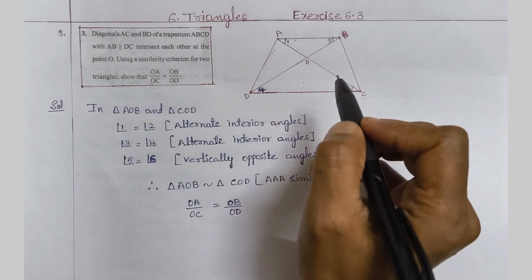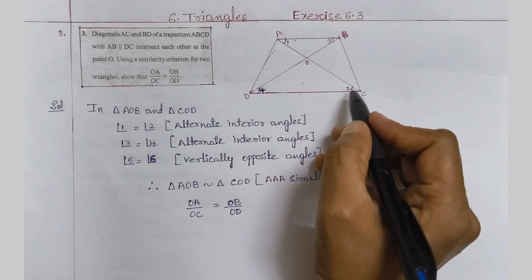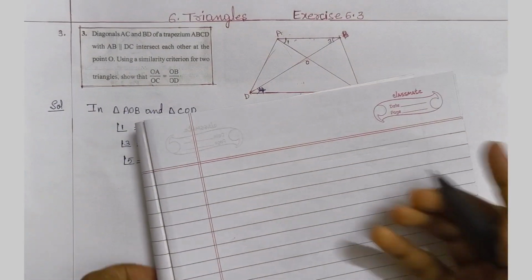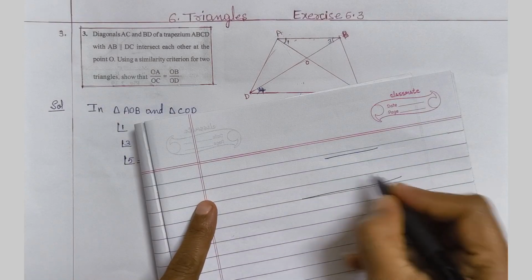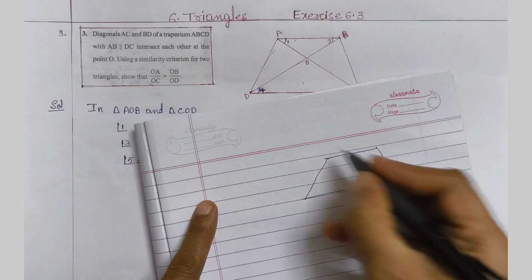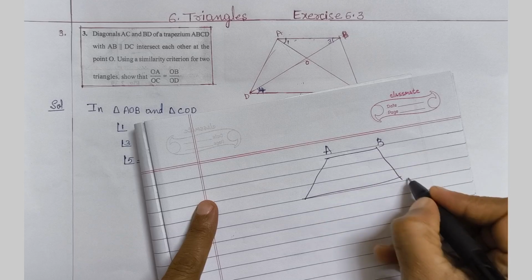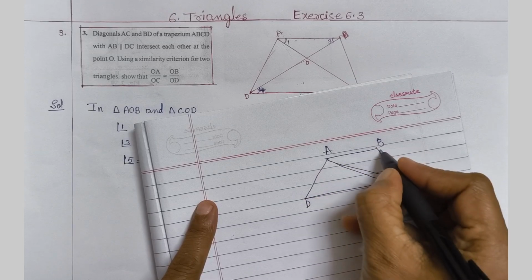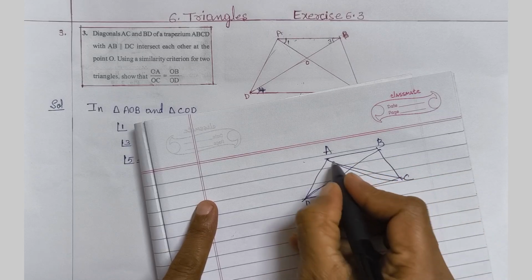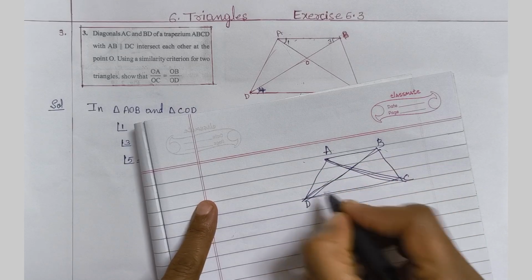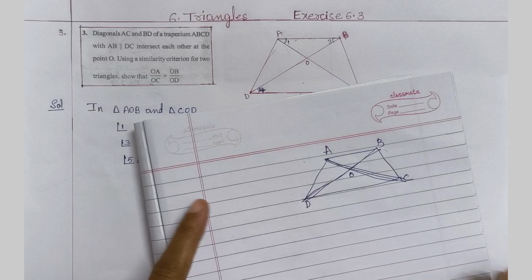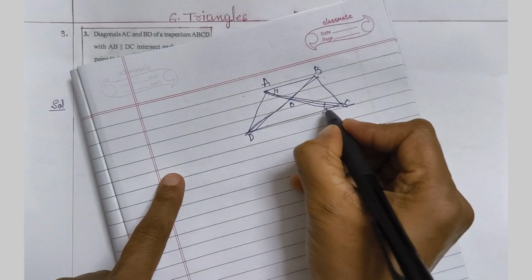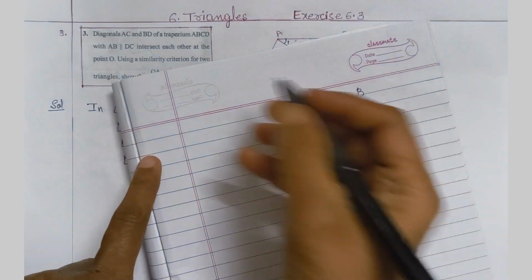See here, AOB triangle and COD triangle. Taking these two triangles means angle 1 is equal to angle 2. Why is angle 1 equal to angle 2? I will explain. I am drawing the figure and naming the points A, B, C, D. Sorry, AC and BD. This is AC, this is BD. Here I am taking O. Angle 1 is equal to angle 2, we can take.